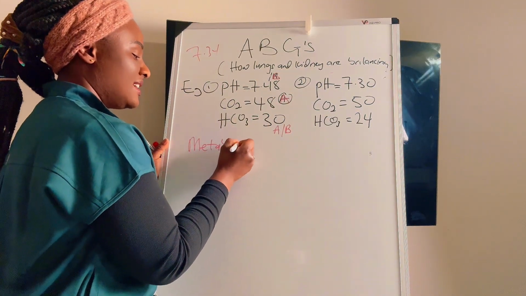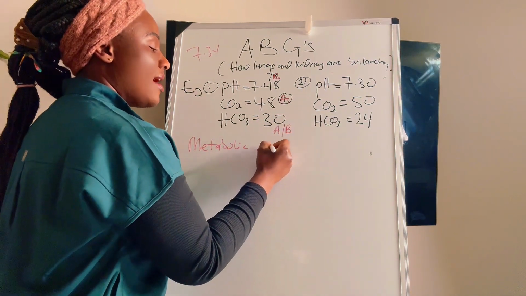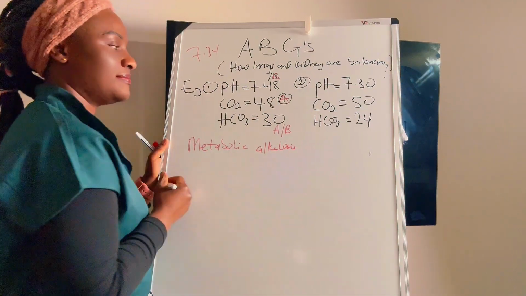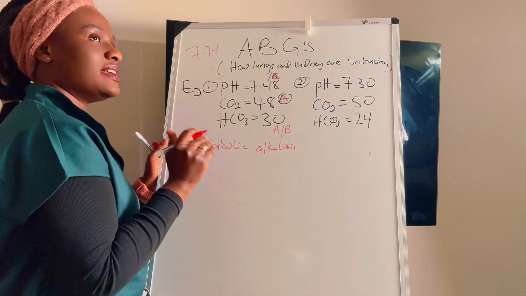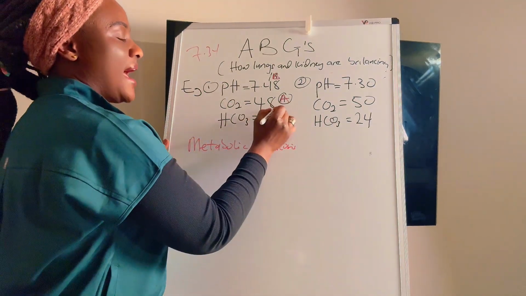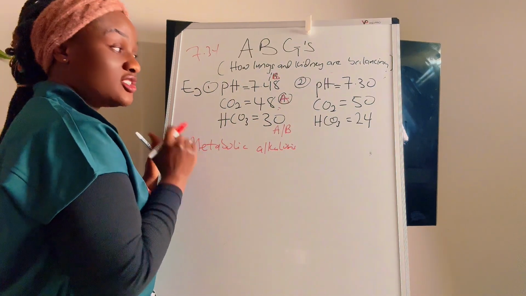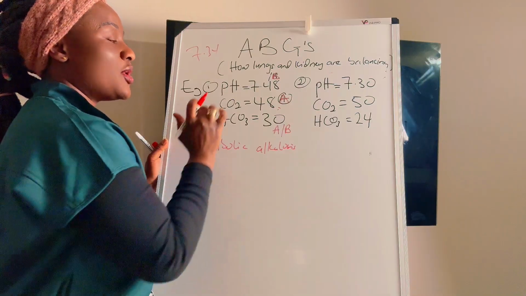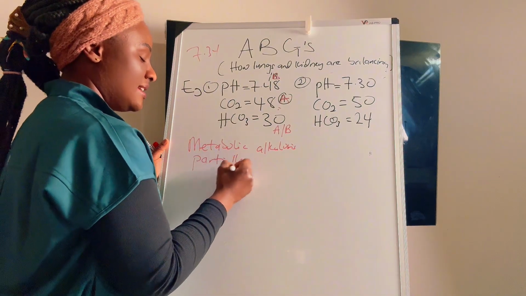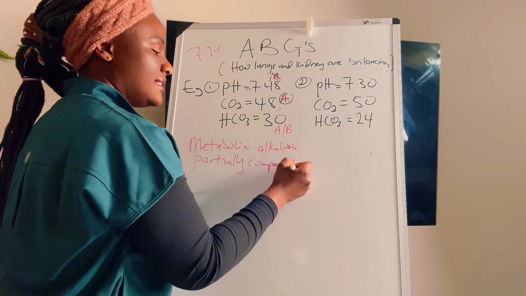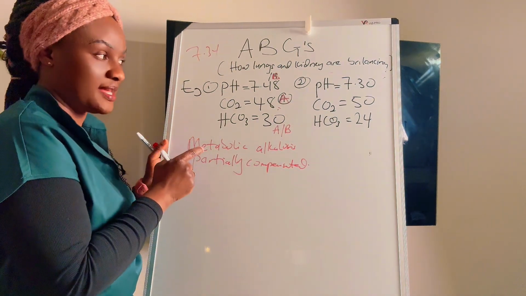So then we know it is going to be a metabolic issue. So metabolic, it is what? Basic. So metabolic alkalosis. Now the CO2, the normal CO2 is 35 to 45. But here it is too high. So it means it's doing something. It's compensating in some way. So it's going to be metabolic alkalosis, partially compensated. Okay? So that is one example.